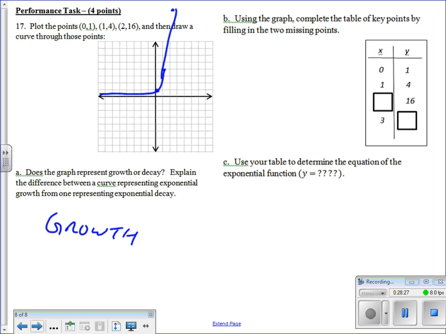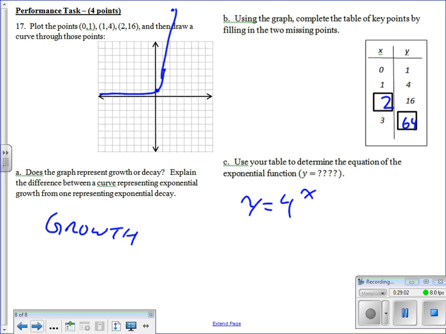Using the graph, complete the table of the key points, filling in the missing 2 points. Well, this one's easy because this one's 2, that's one of the coordinates. How much am I increasing by each time? I'm multiplying by 4. So 16 times 4 would give me 64. What am I multiplying by each time again? 4. So my equation would be y equals 4 to the x.